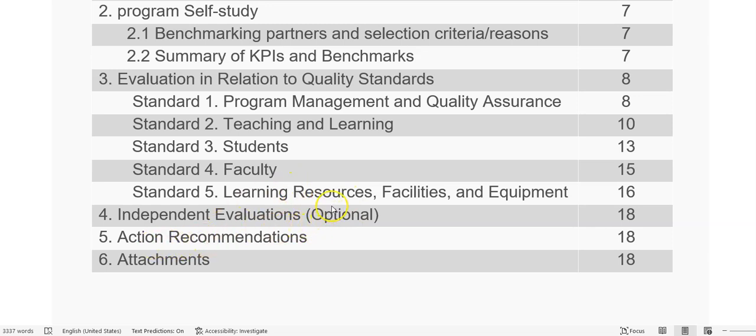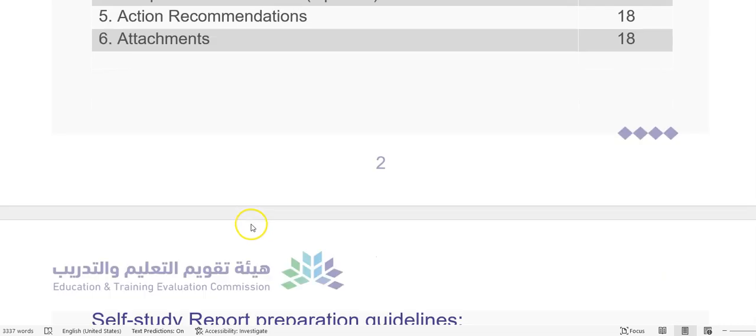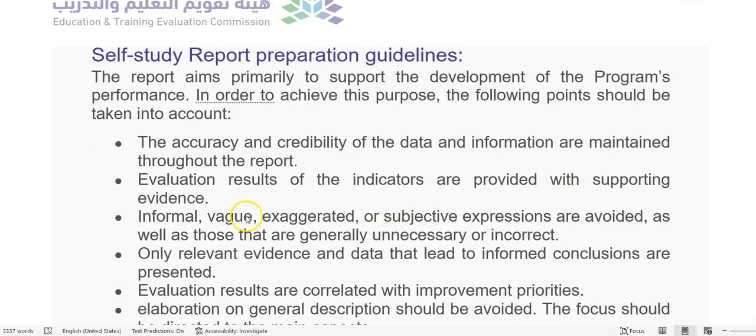Action recommendations, of course, finally, and attachments. Attachments are required. There are attachments that are required by NCAAA, and maybe you need to add some attachments that you think are important and necessary for the SSRP, the self-study report for programs. Let's start with, as you know, the regulations and how to fill the SSRP. So, self-study report preparation guidelines.